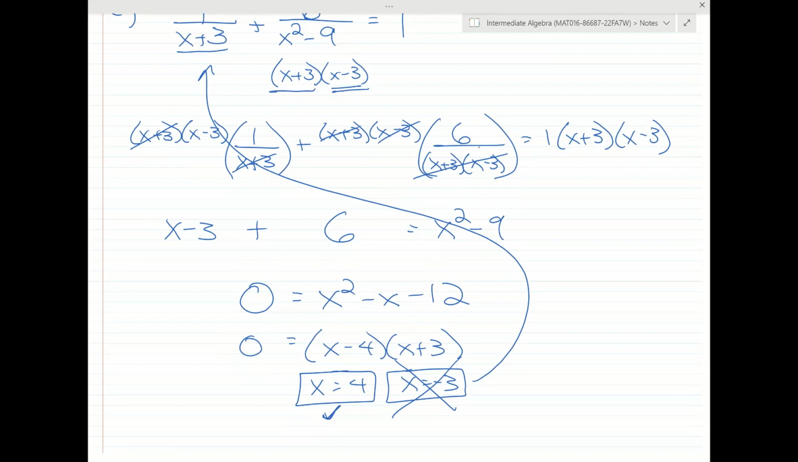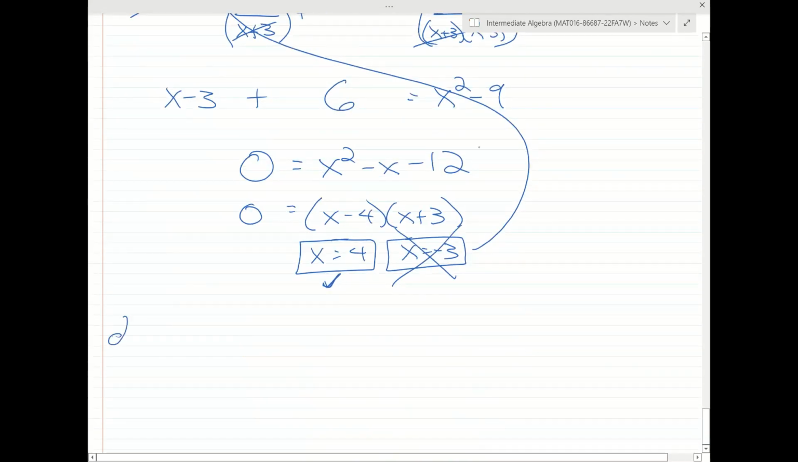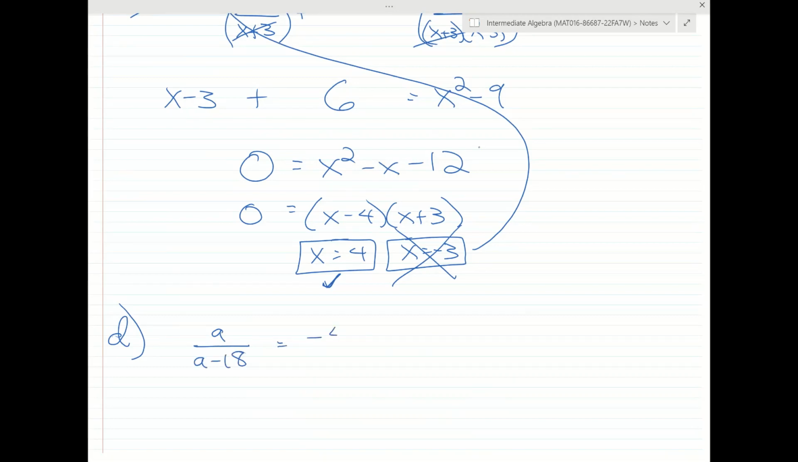All right, I have 3 more examples to wrap up tonight. What if we had a over a minus 18 is equal to negative 40 over a minus 24?